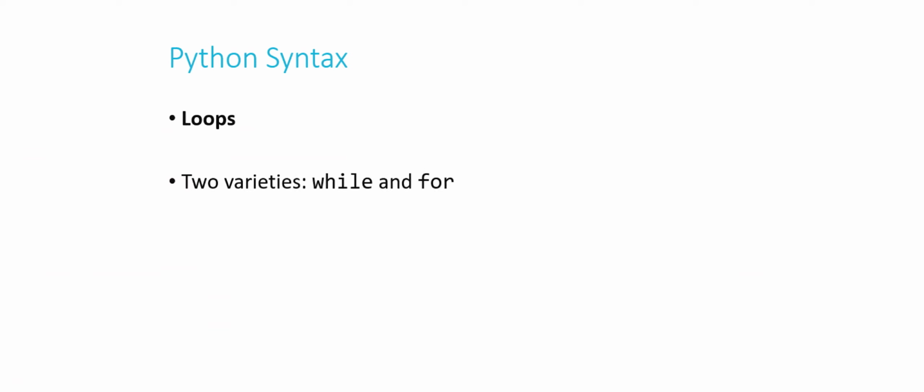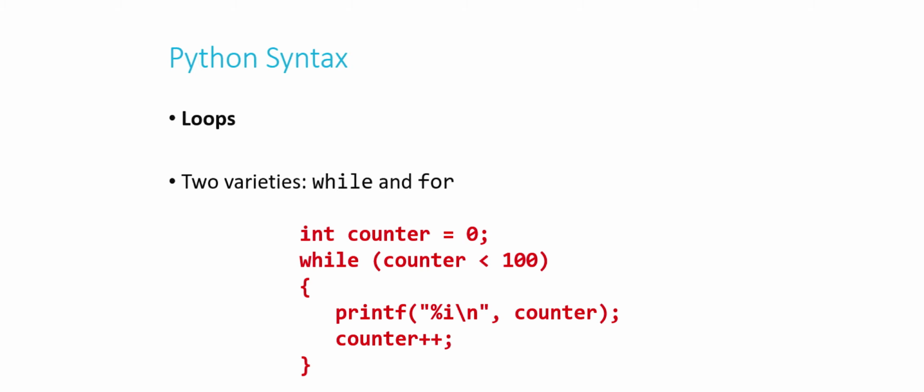We have 2 kinds of loops in Python. So in C, we had 3. We had while loops, do while loops, and for loops. Here in Python, we don't have do while loops anymore. We only have the 2, while and for, although they're a bit more flexible here. So here's an example of some C code where we're using a while loop. We initialize a counter to 0, and then so long as that counter is less than 100, we print out the number, and then we increment the counter by 1.